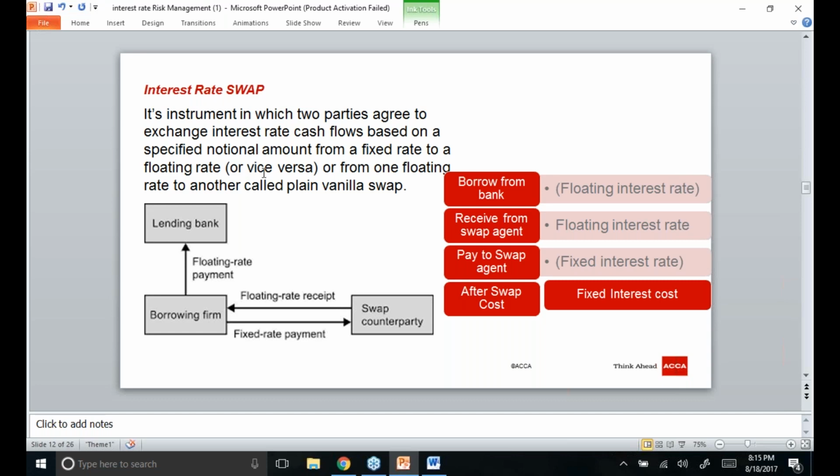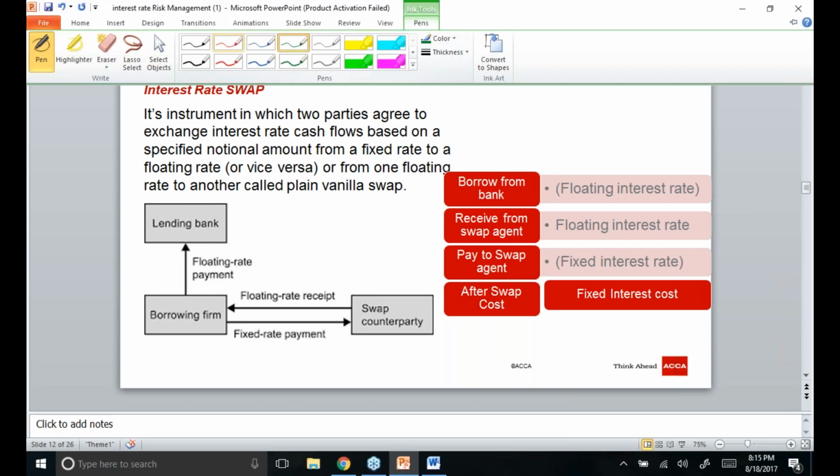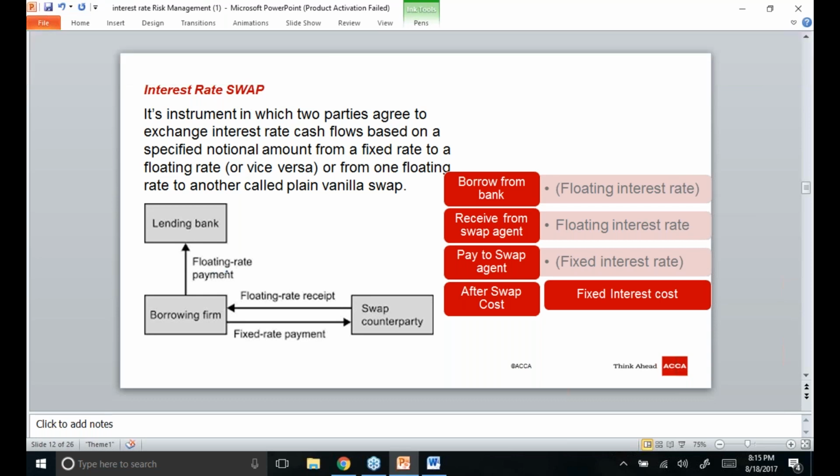In an interest rate swap, let's suppose you have borrowed at a floating rate payment. You have borrowed at a floating interest rate. This borrowing firm is your firm, and from some bank you have borrowed at a floating rate. Every time you are going to pay that floating, variable rate to your bank. So you have borrowed some amount from your bank at a floating rate.